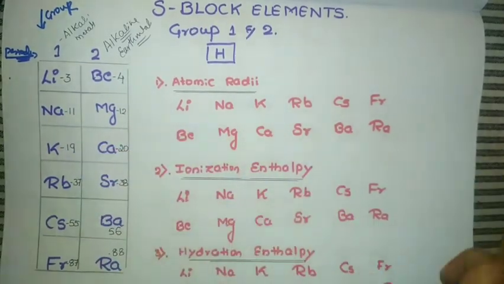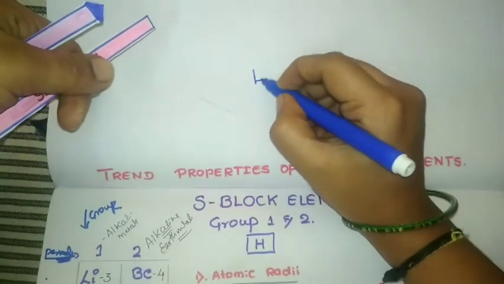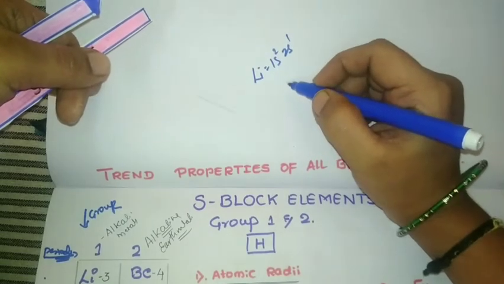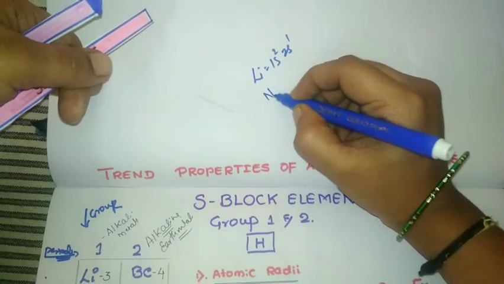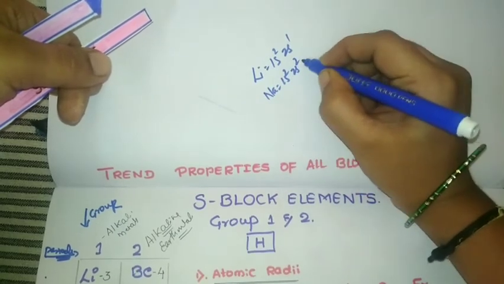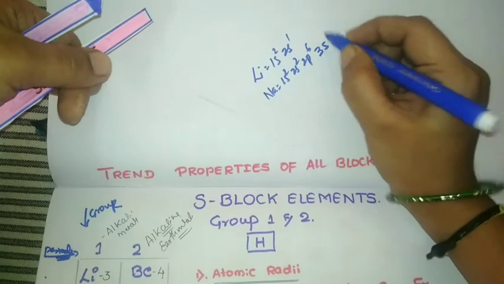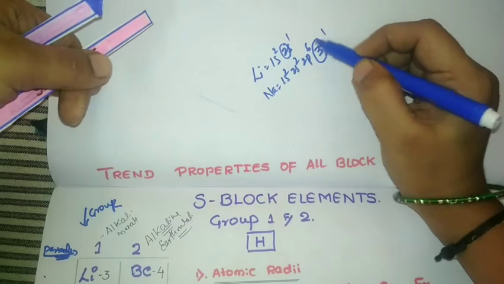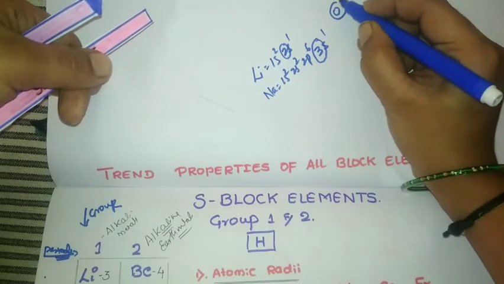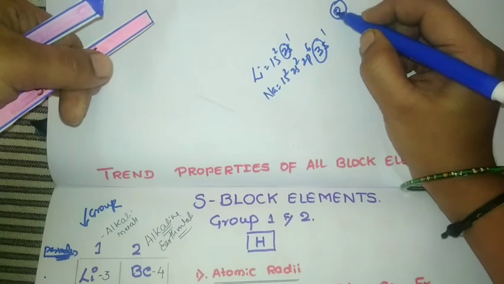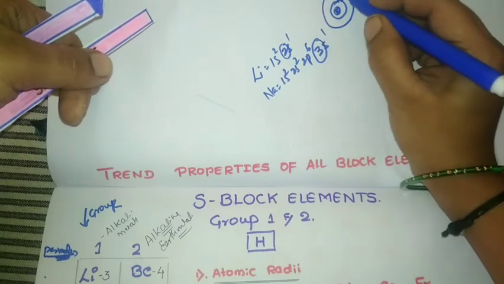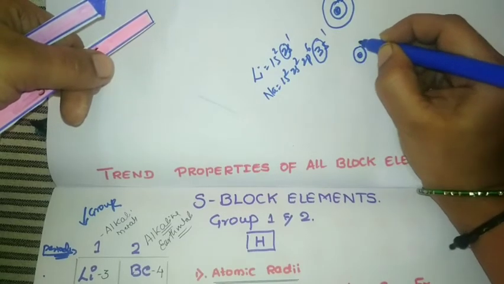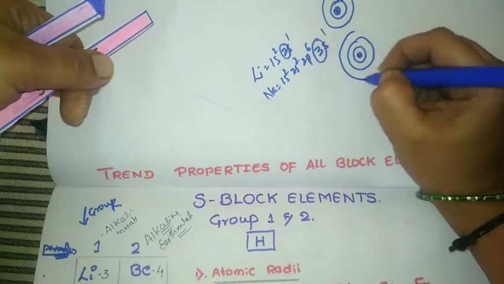If you want me to show, see here: lithium has the configuration 1s2 2s1. When it comes to sodium, what happens? 1s2 2s2 2p6 3s1. You can see this is the second orbit, and here the third orbit is entering. So for lithium we have the nucleus, 1s and 2s, but for sodium we have the nucleus, 1s, 2s, 2p and 3s.